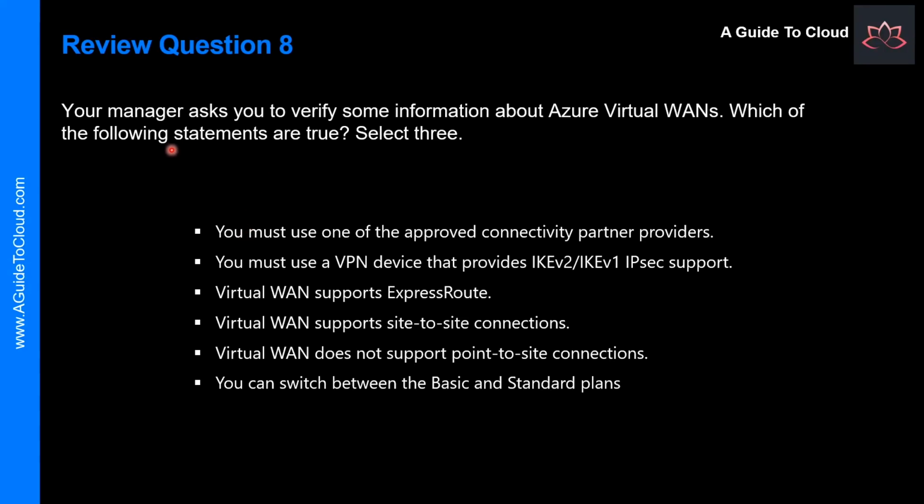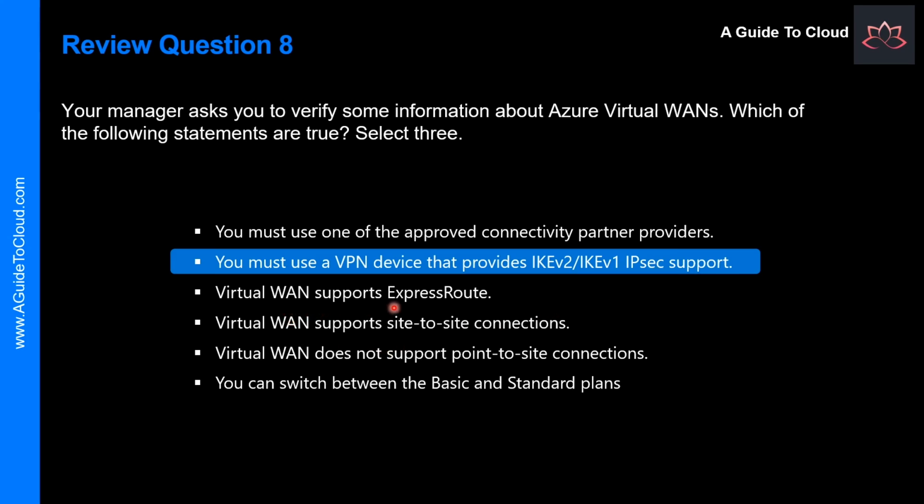Let's look at the last question. Your manager asks you to verify some information about Azure Virtual WANs. Which of the following statements are true? You need to select three choices. Alright, so I'm going to read out each statement to see if it is true or false. You must use one of the approved connectivity partner providers. That is false. You must use a VPN device that provides IKE version 2 and version 1 IPsec support, which is true.